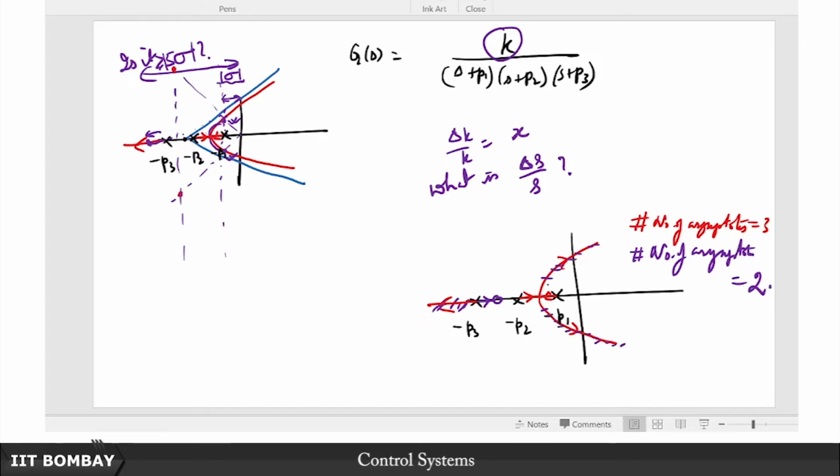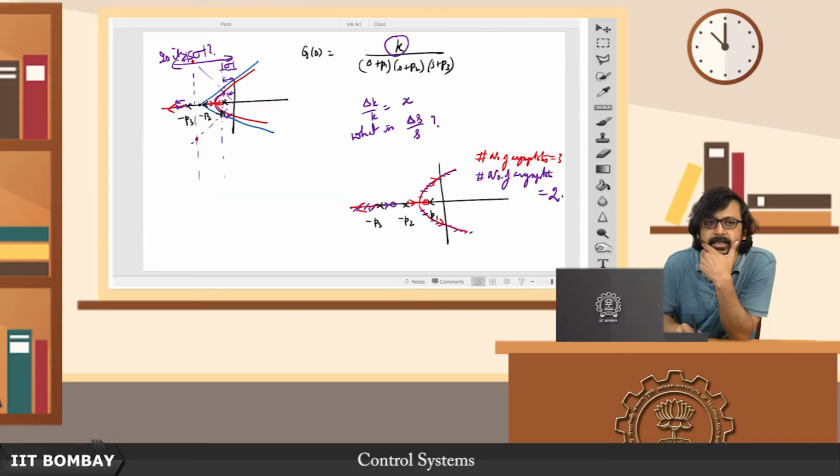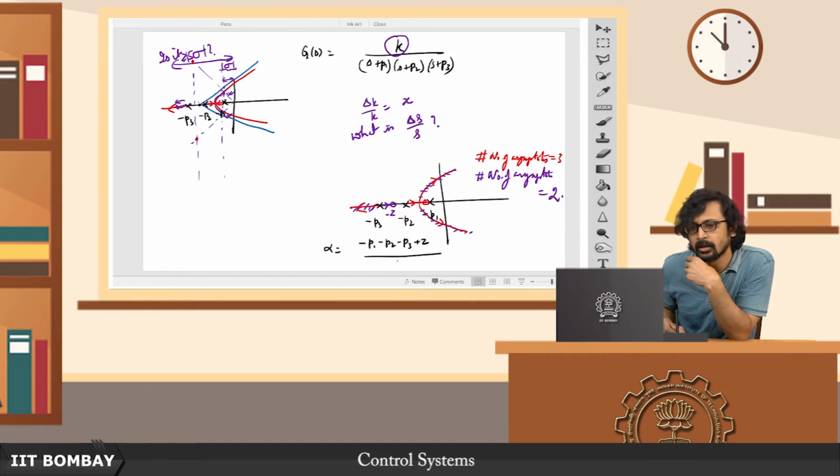Yeah, so this is sort of like crossing off with the purple line. Where else will the root locus be? Now you can evaluate the centroid. Of course, you have to take the sum of the real parts, and let's say this is z minus z. So now the centroid alpha is given by minus p1 minus p2 minus p3 plus z upon, now the number of poles minus zeros is 2.